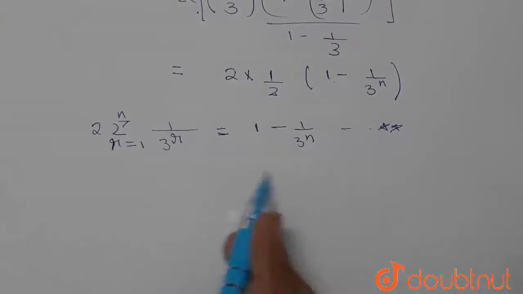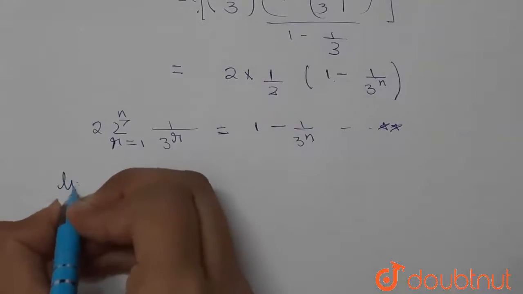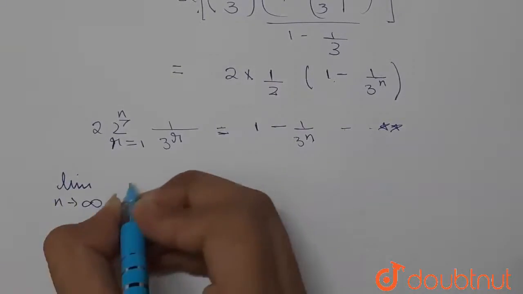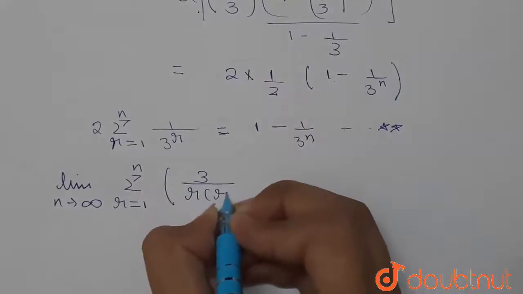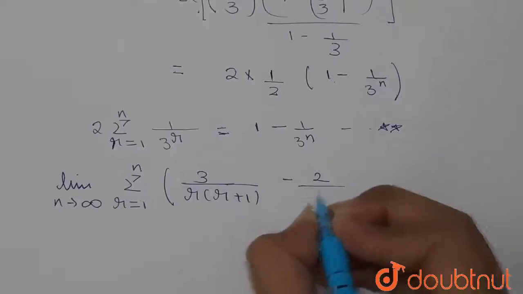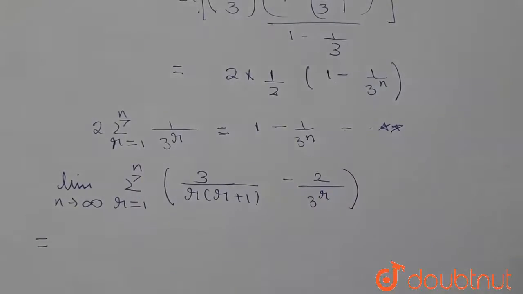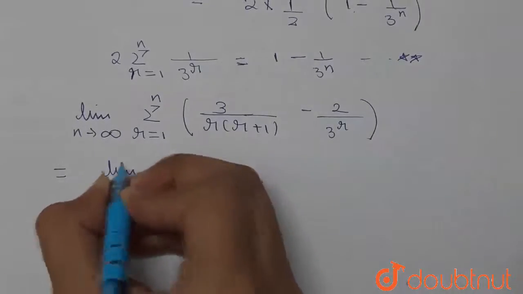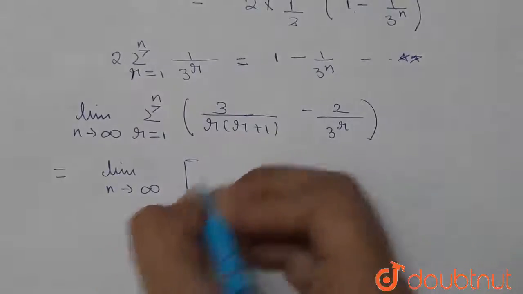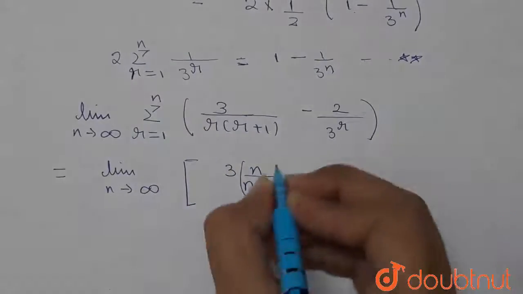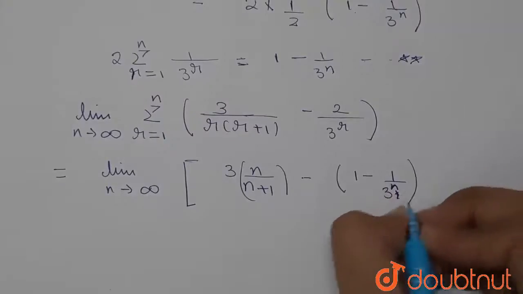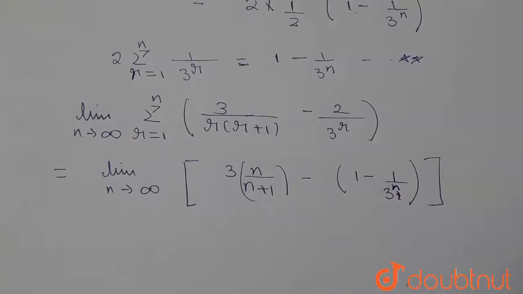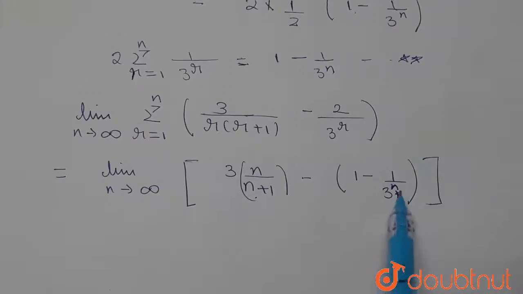Now we'll put both of these in that equation. The equation was that we need to find the value of limit n tends to infinity, summation r is equal to 1 to n of 3 upon r into r plus 1 minus 2 upon 3 raised to power n. So this is coming equal to, putting in the values, limit n tends to infinity of 3n upon n plus 1 minus, this is 1 minus 1 upon 3 raised to power n, over 3 raised to power n. Now if I put the limit here, this will be infinity upon infinity, and this will also be 0, right? If I put n here, 1 by infinity will be 0.